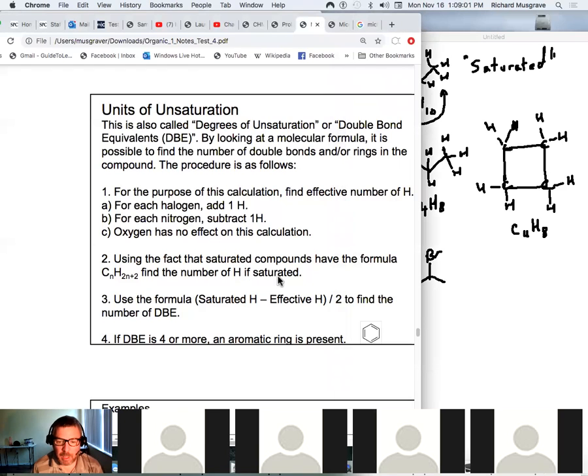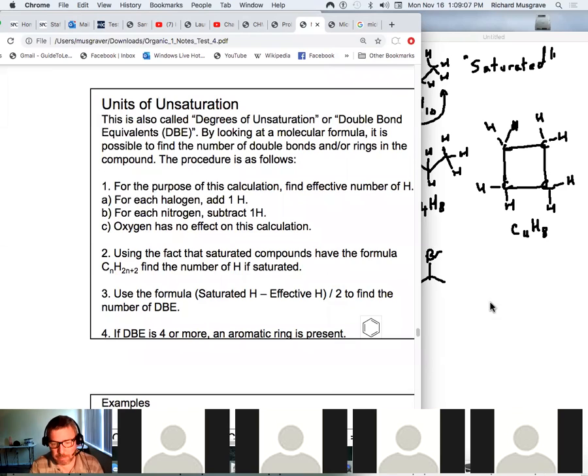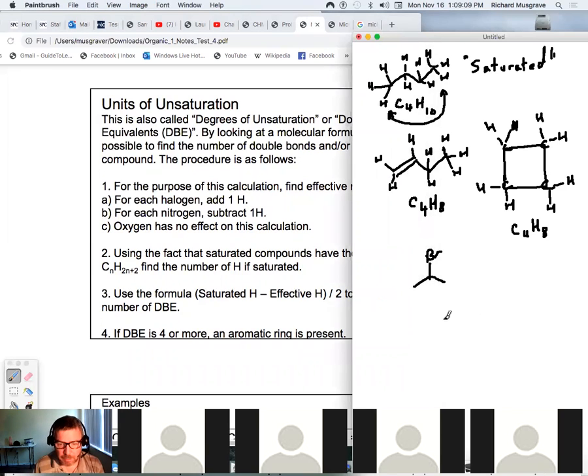So let's have a look at how we might apply that. Well, the other thing is, if you've got 4 or more double bond equivalents, you can automatically assume that you've got an aromatic ring. So that's got 4 double bond equivalents.